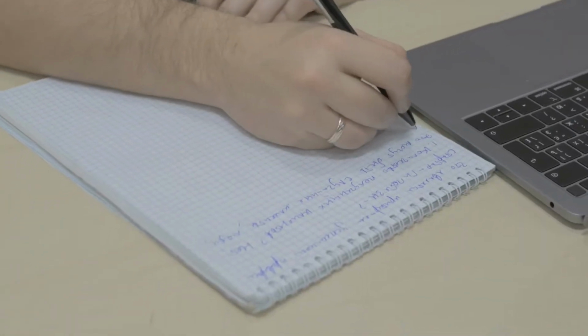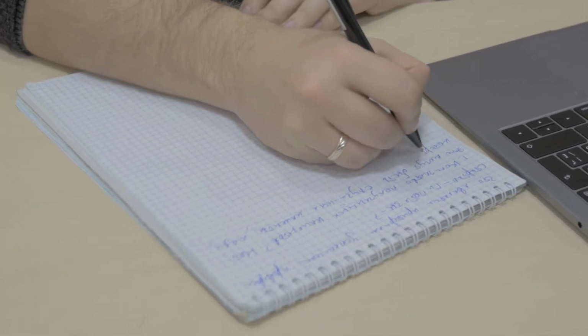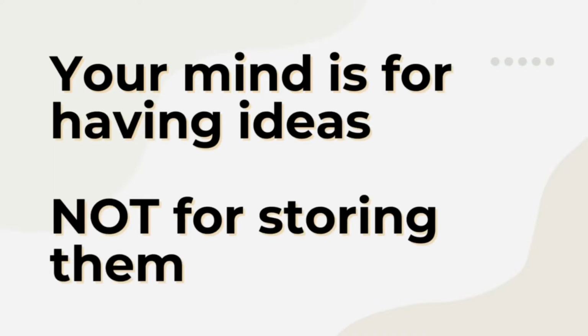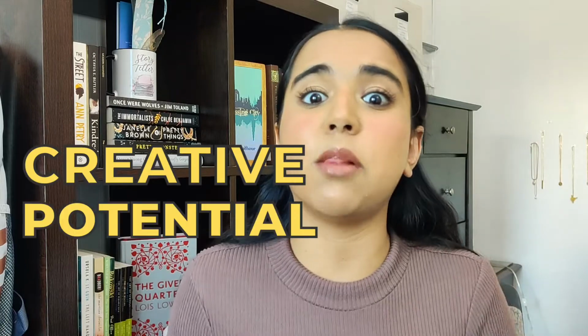That's right. All you need to do first is to pick up a piece of paper and dump all your ideas from your mind onto the paper without worrying about organizing them. Your mind is for having ideas, not for storing them. Once you empty your mind, that's when you'll notice your brain power kicking in and you will be able to figure out how to use those ideas to the best creative potential possible.